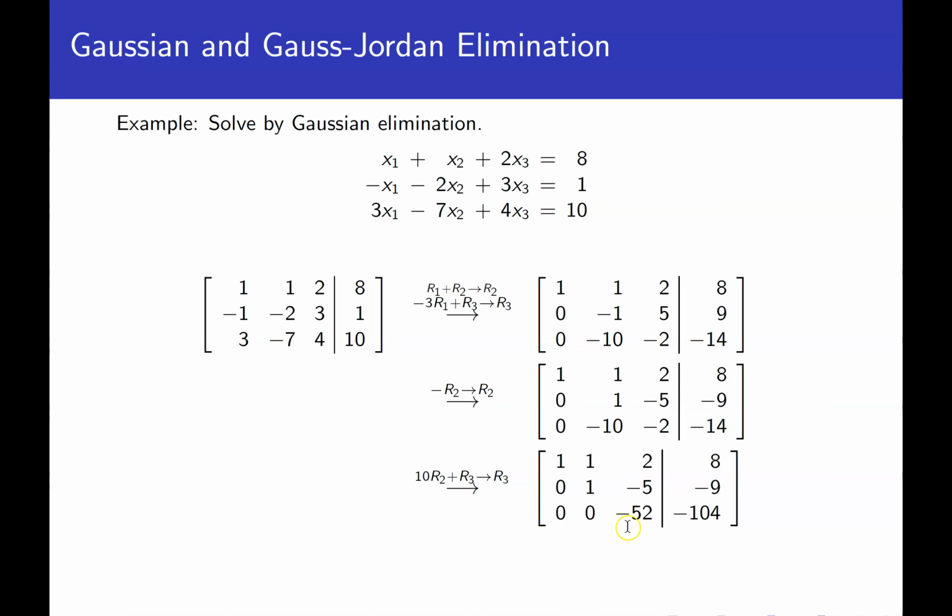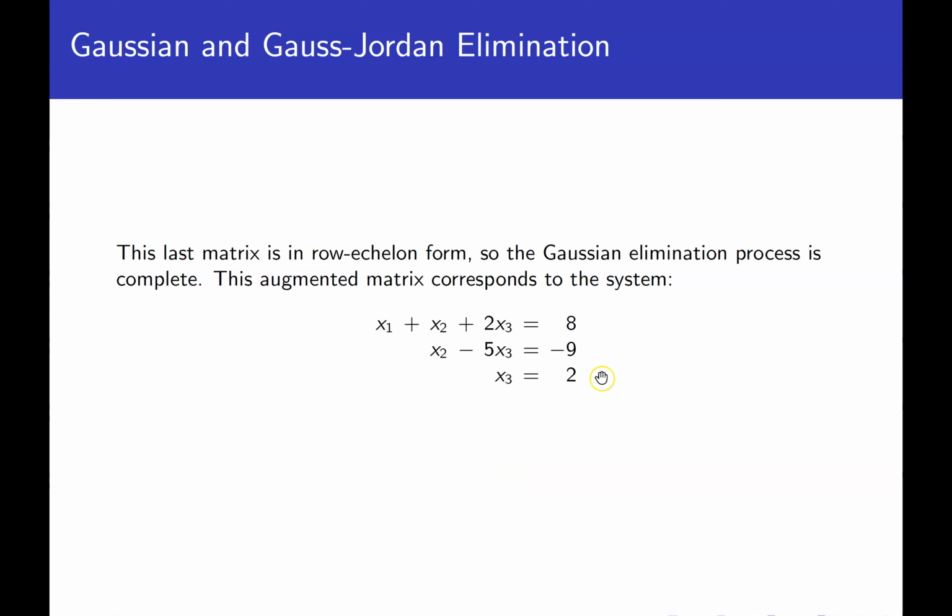All right, so the last matrix that we saw was in row echelon form. The Gaussian elimination process is done. We're finished. And then that augmented matrix corresponds to this system. Notice immediately we get x3. Since we have x3, we can get x2. Once we have x2, we can use that to get x1. This is referred to as back substitution.